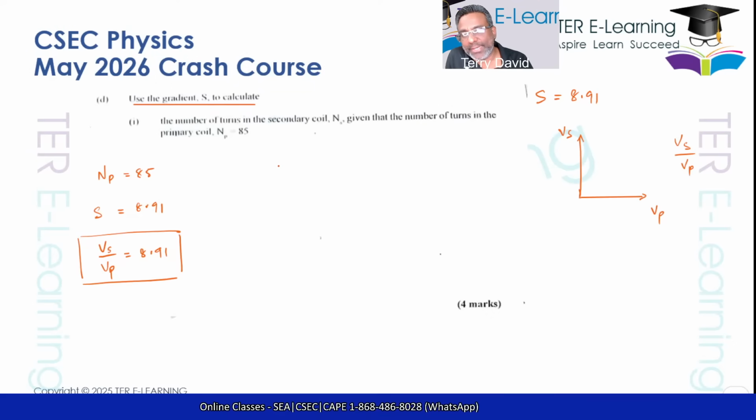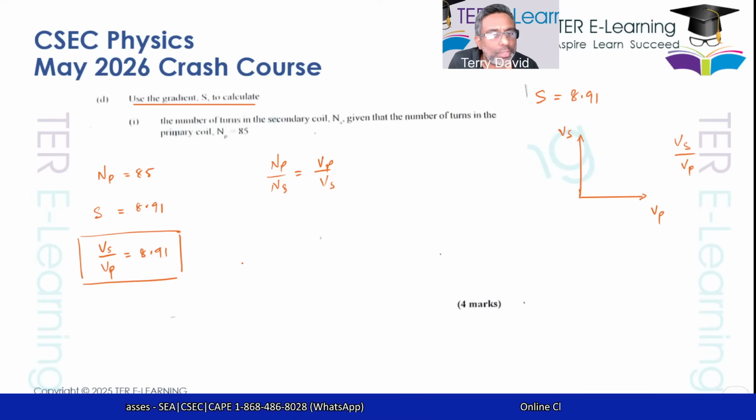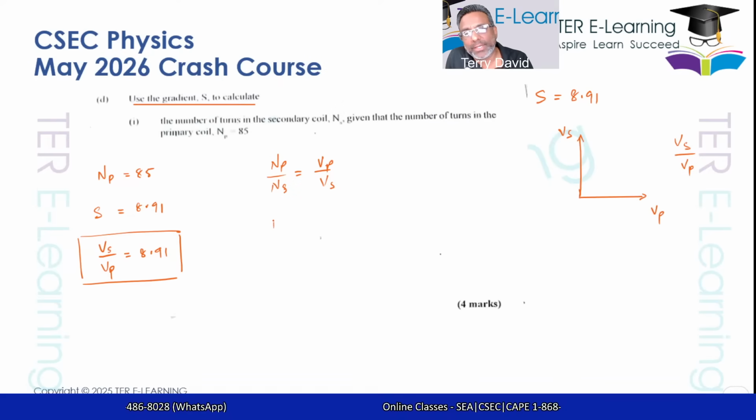First of all, there are two transformer equations you all need to know. This one says that the number of turns in the primary over the number of turns in the secondary is equal to the voltage in the primary divided by the voltage in the secondary. That's one of our transformer equations. Now, if I want to work out Ns, let's cross multiply.